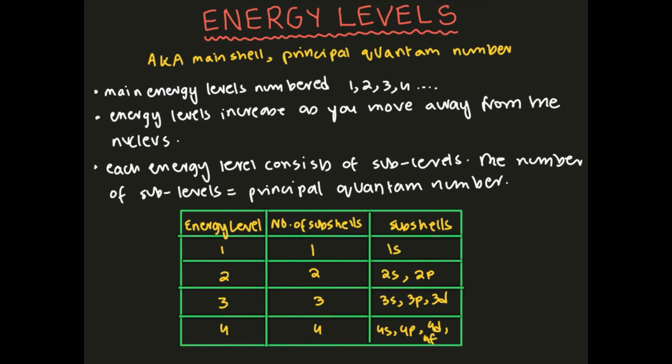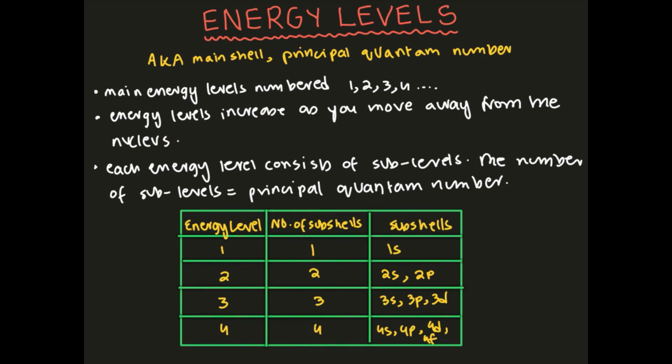Now we're going to be taking a look at energy levels. Energy levels is also another name for the main shell or the principal quantum number. The main energy levels are going to be numbered 1, 2, 3, 4, 5, 6, and so on, and they're going to increase as you move away from the nucleus.